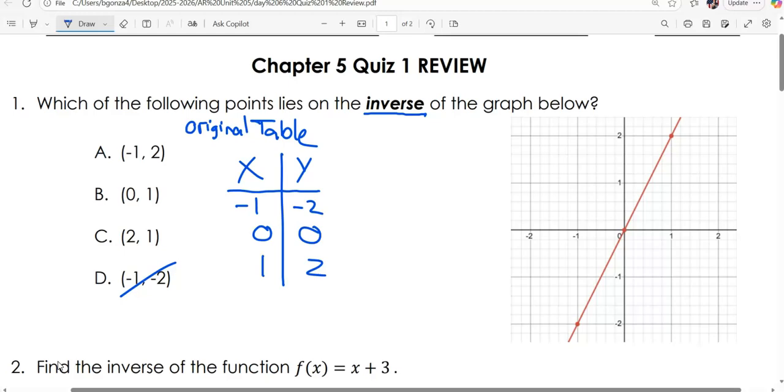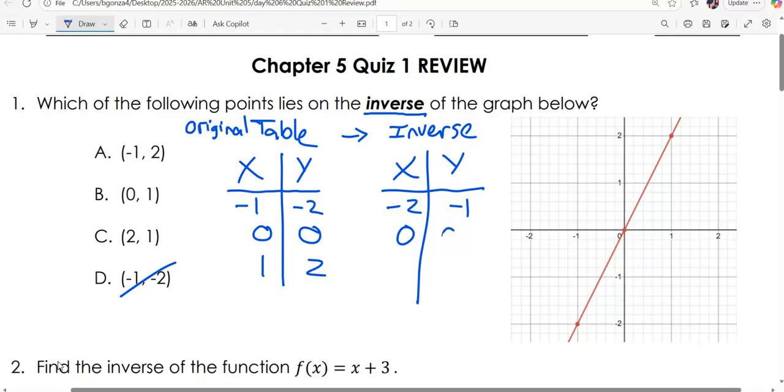Okay. What do we need to do? We need to get the inverse. So what do we do with x and y? We switch them. So -1, -2 is now -2, -1. 0, 0, 2, 1. Okay. Now, on this inverse table, is -2, -1 on here? No. Is 0, 0 on here? No. Is 2, 1 on there? The answer is yes. That is on the inverse of the graph.